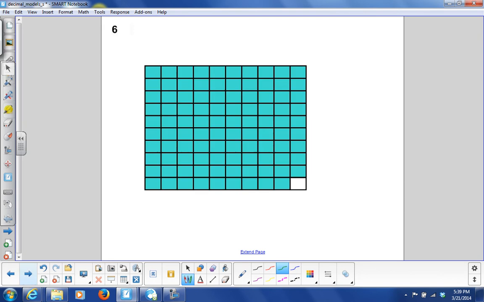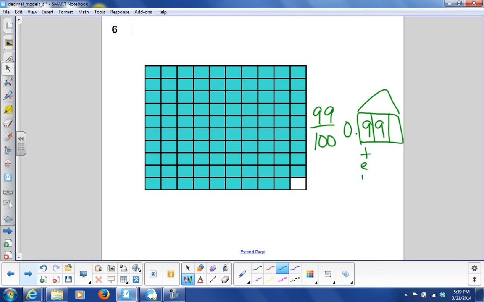All right, here's another one for you. I have all but 1 shaded. I'm working on 100 here. So if I have all of them but 1 shaded, I could take 100 minus 1 and figure I have 99 hundredths. My decimal is going to look like this. Okay, I have 9 in my tenths and 9 in my hundredths.